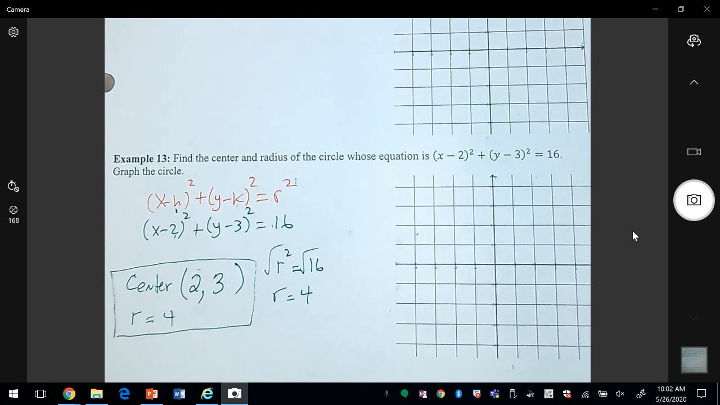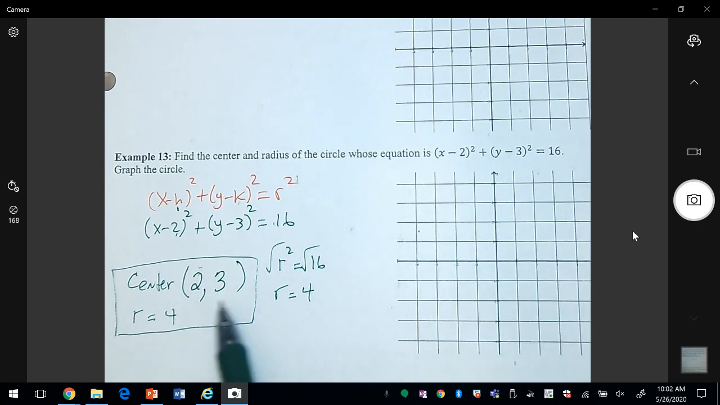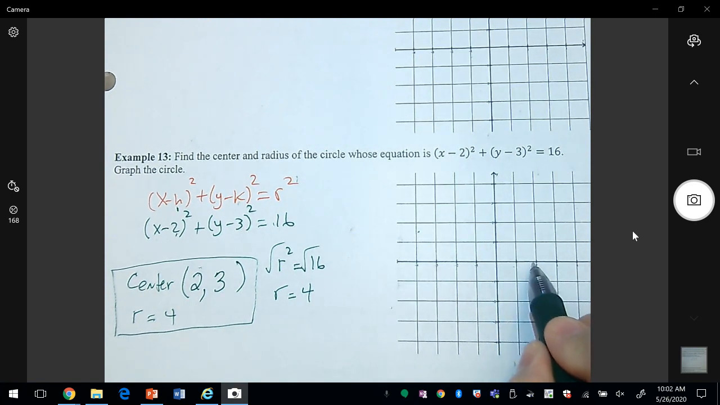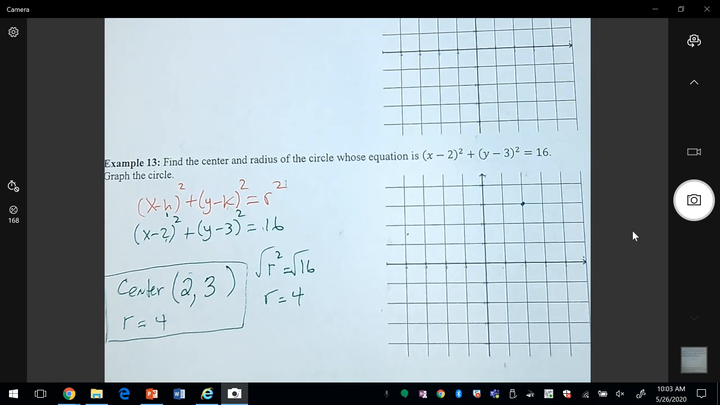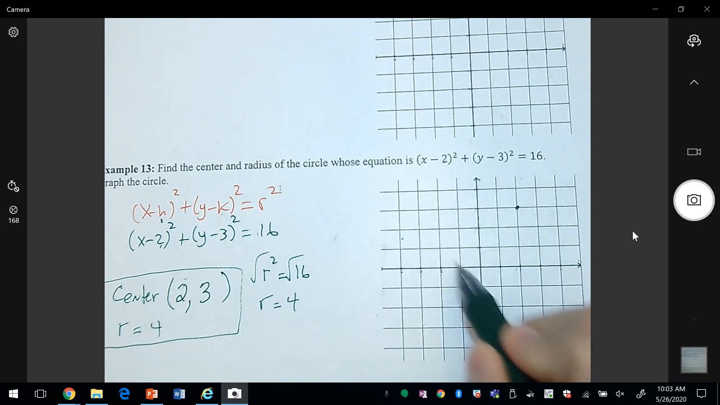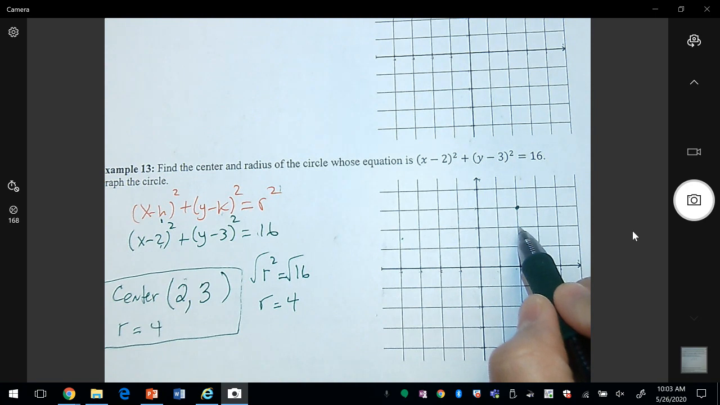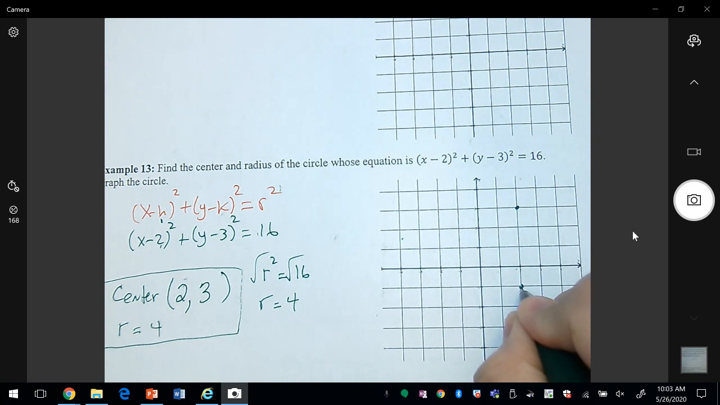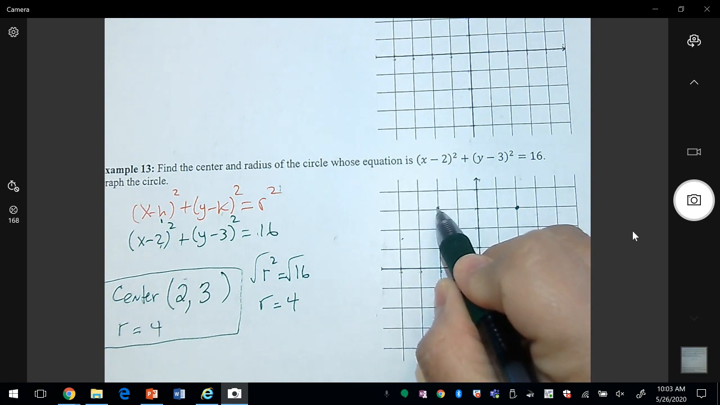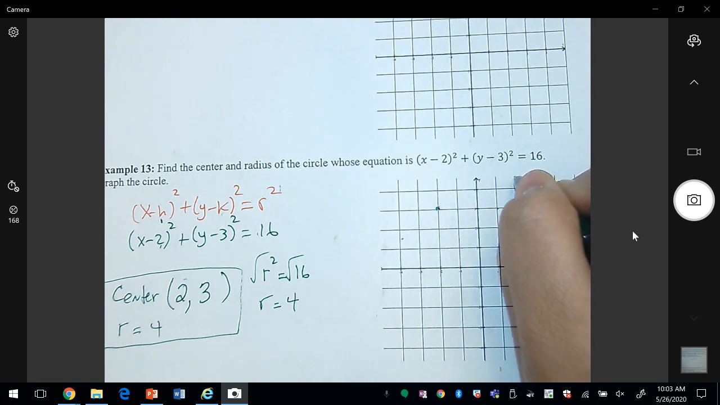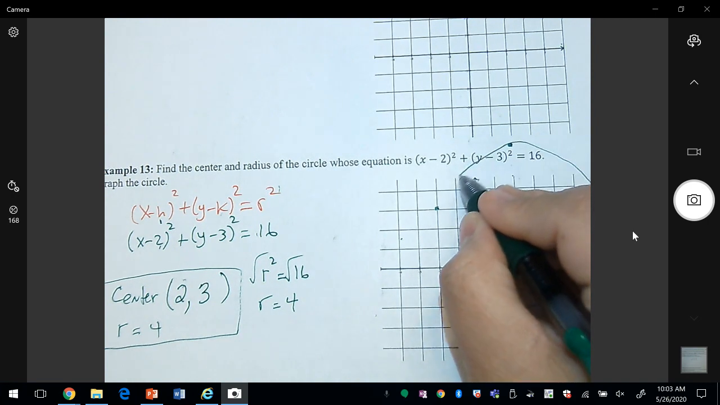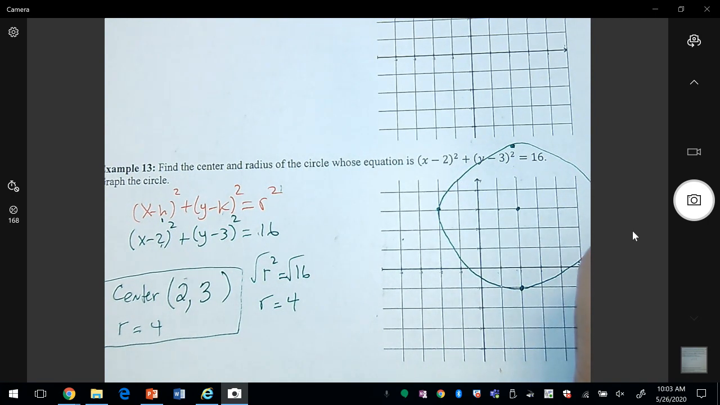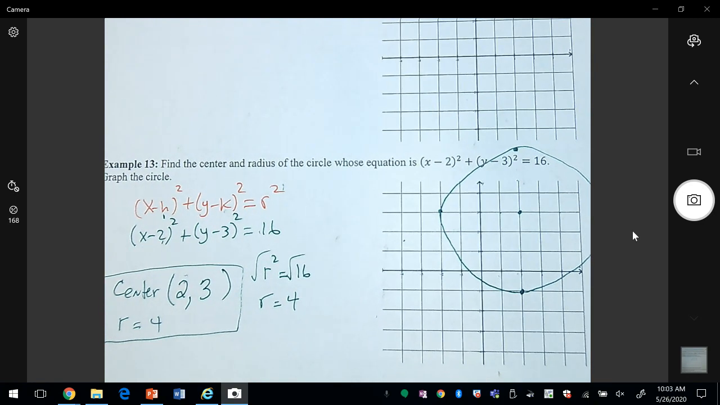Then we can use these two things to graph the circle. So first, you want to plot the center, which is 2 and 3. So I'm just going to put a little dot here. And then the radius is 4. So the radius is going to give us the outside of the circle. From the center, you want to go down 4, to the left 4, up 4, so let's say about over here, and then to the right 4. And then we can draw the circle by connecting those outer points. Okay, so that's going to be your circle.